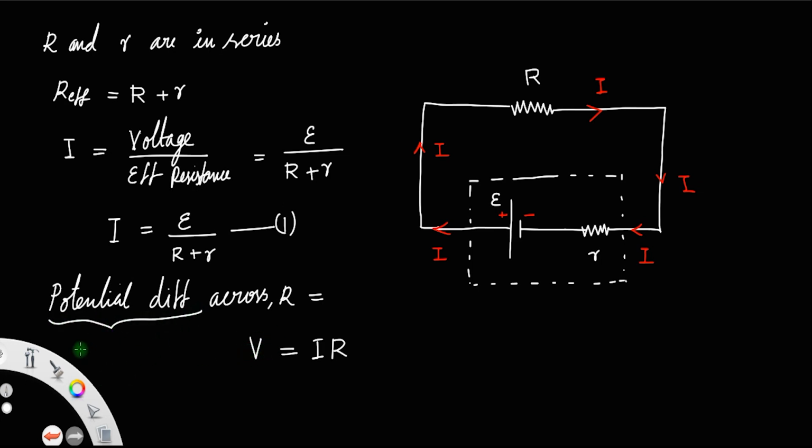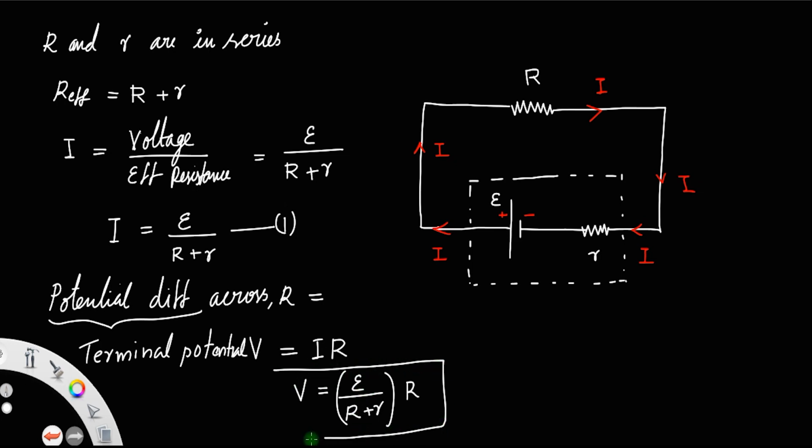This potential difference is also the terminal potential. We already discussed this: although the cell is able to provide an EMF of E, we get a voltage less than this E, and thus that potential is called the terminal potential. So terminal potential V is equal to, here you know I is equal to E divided by R plus r, times the external resistance R. Instead of I we can put E by R plus r. So this is the expression for the terminal potential.